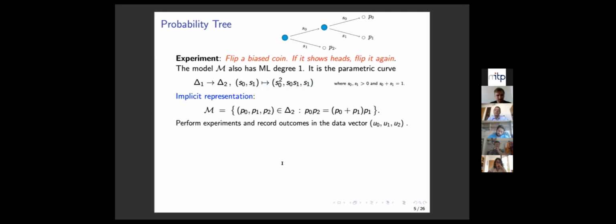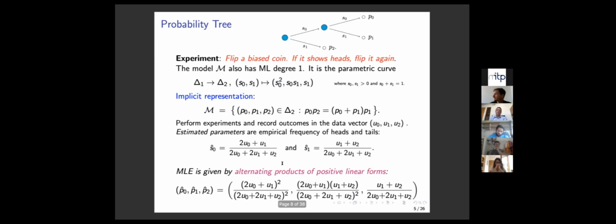And now you perform experiments. So you do this experiment 1,000 times and you record the outcome in the data vector, or the empirical fraction. Again, there is a nice formula for the maximum likelihood estimator. Namely, you count the total number of coin flips. So the total number of coin flips is 2U0 plus 2U1 plus U2. And then you look at the fraction of heads. The fraction of heads is this numerator, 2U0 plus U1. And the other expression here is the fraction of tails, and those are the maximum likelihood parameters.